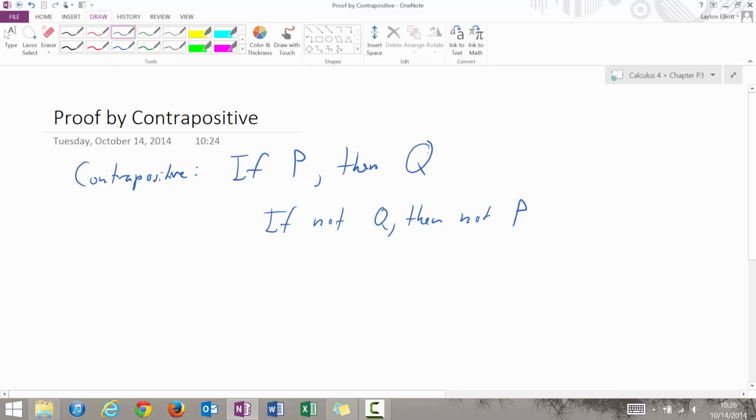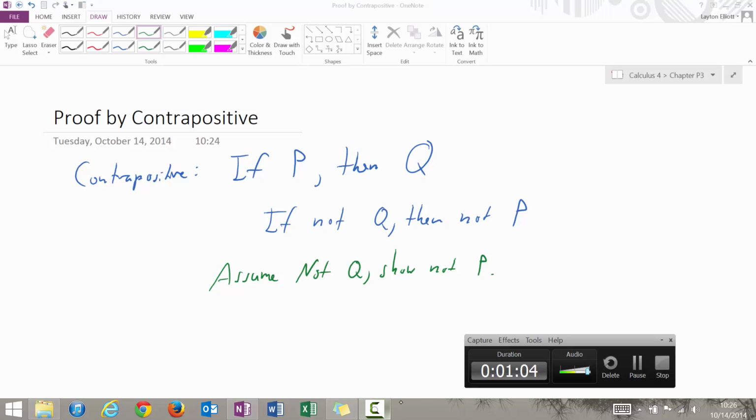Those kinds of things. It takes a little bit of brain finagling to accept it, but once you do, it's pretty obvious. The way you prove it is you assume not Q, and you show not P. And if you assume that not Q means not P, then you assume that if P, then Q. So that's the essence behind contrapositive.